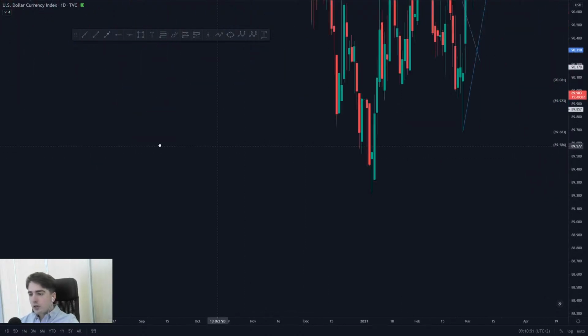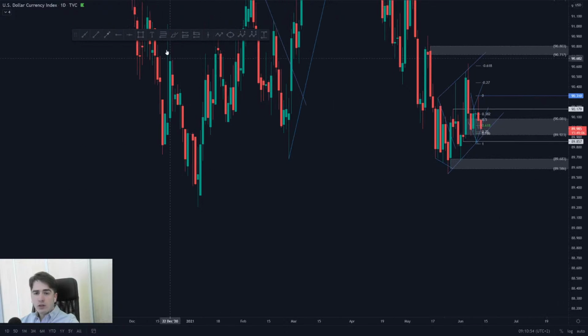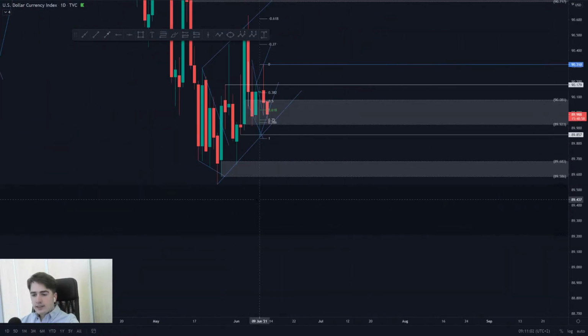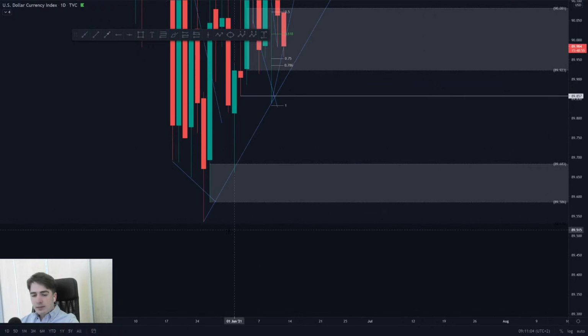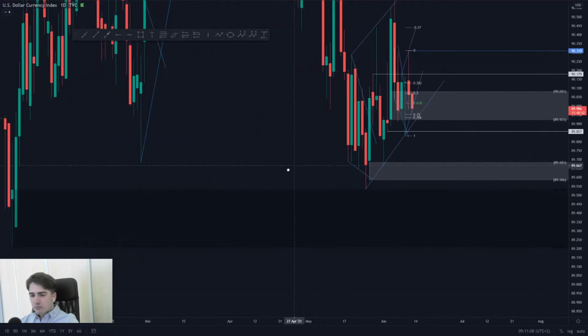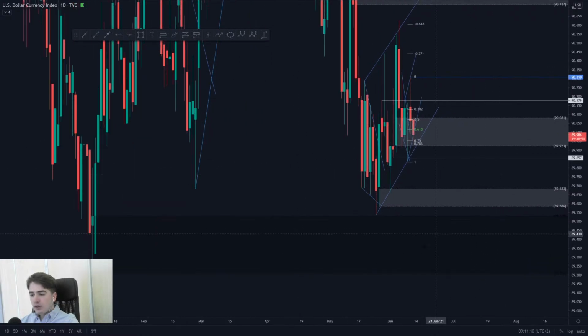And let me just show you guys that one, which starts over here. So just making it dark for a different color. As you guys can see, we missed it by just a few micro pips. However, what I am expecting is that we could potentially still move into this zone before seeing more DXY bullishness.